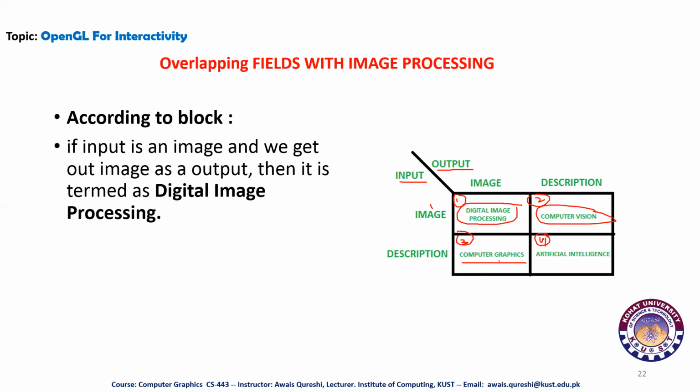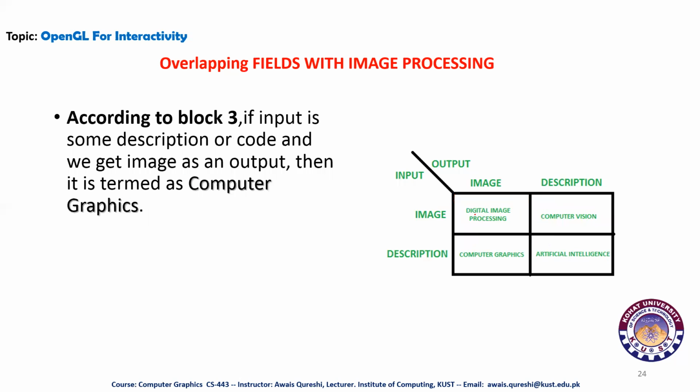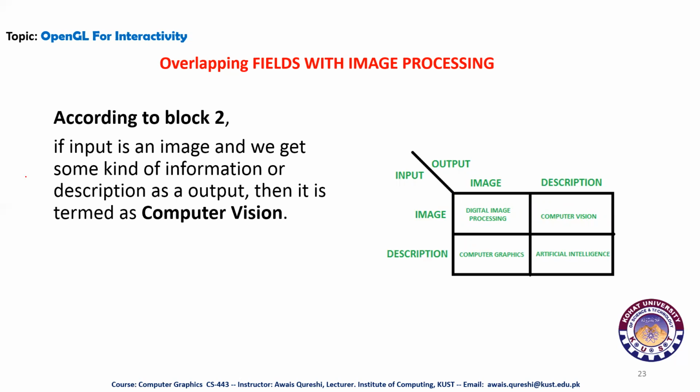And the fourth one is where the input is description and the output is also a description. So this is more relevant to artificial intelligence, machine learning, deep learning, etc. So according to block number one, if input is an image and we get an image as output, then it is termed digital image processing. And the second one is, if the input is an image and we get some kind of information or description as output, then it is called computer vision. Computer vision is a separate field and it is totally based on image processing and computer graphics.